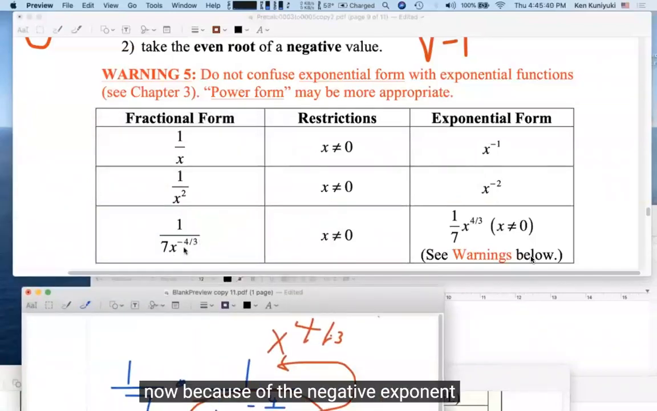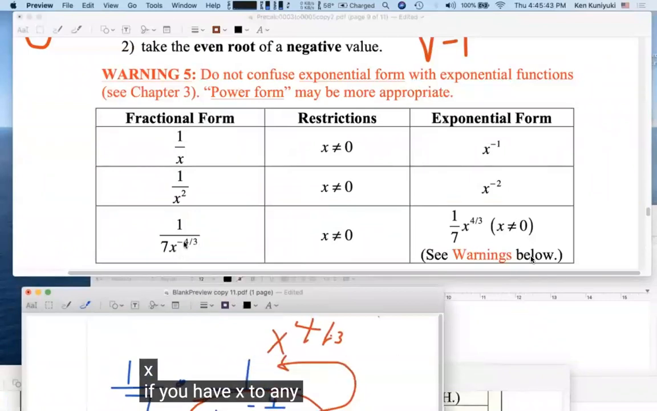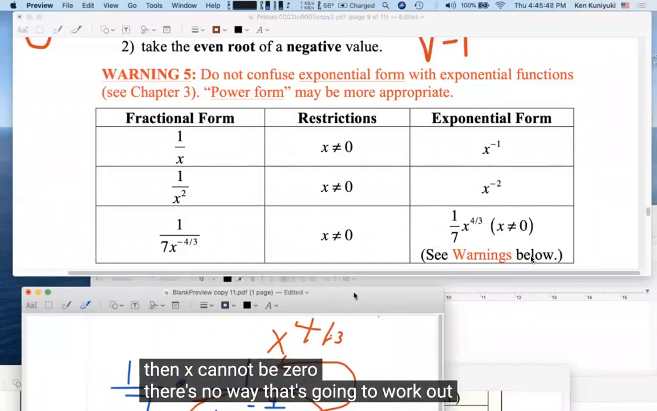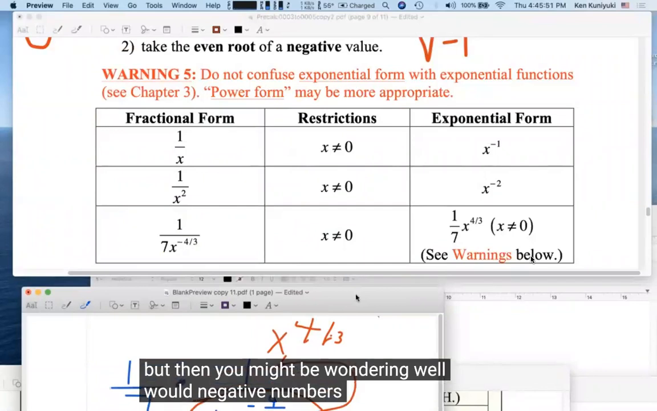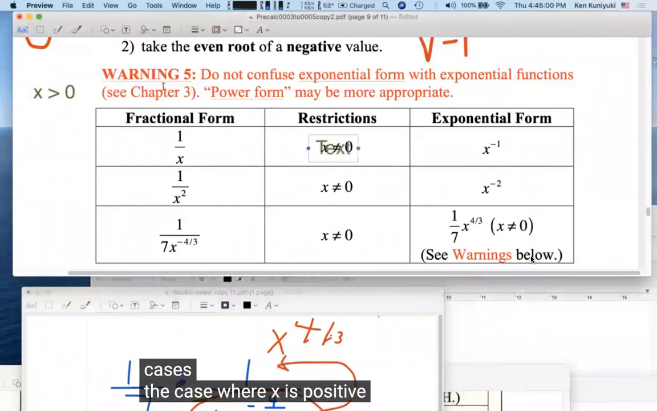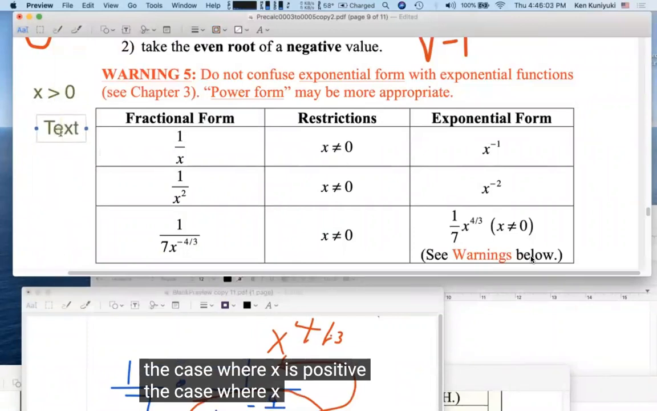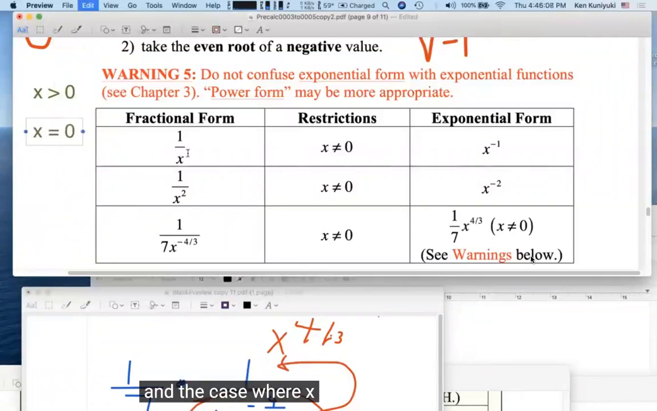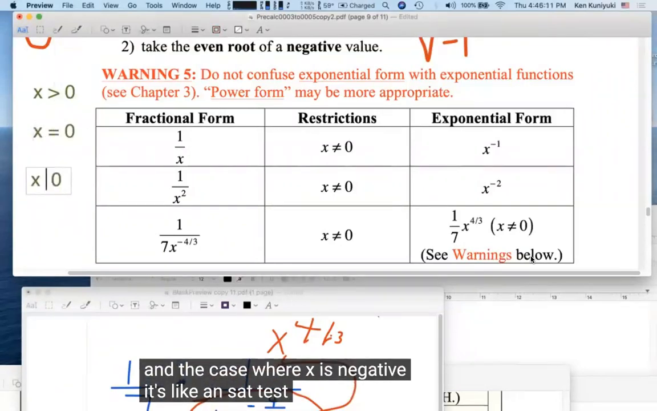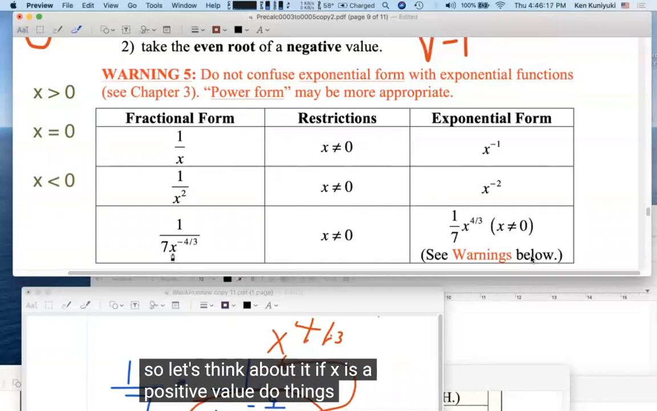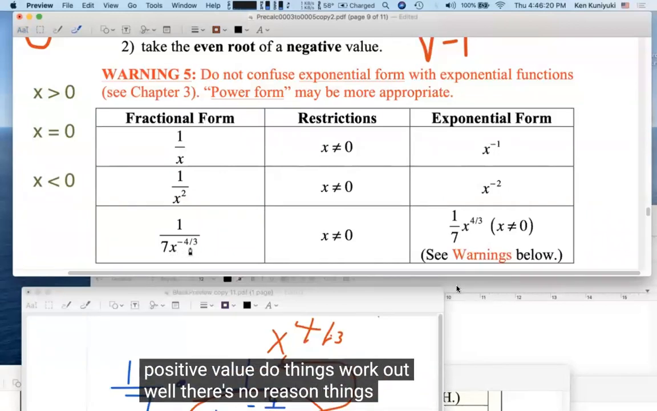Now, because of the negative exponent on x, if you have x to any negative exponent, then x cannot be 0. There's no way that's going to work out. But then you might be wondering, well, would negative numbers work out? So you could consider 3 cases here. The case where x is positive, the case where x is 0, and the case where x is negative. It's like an SAT test, right? So let's think about it. If x is a positive value, do things work out? Well, there's no reason things shouldn't.